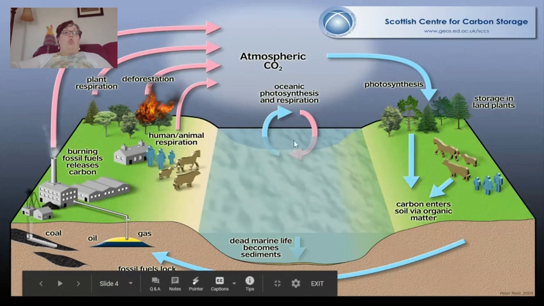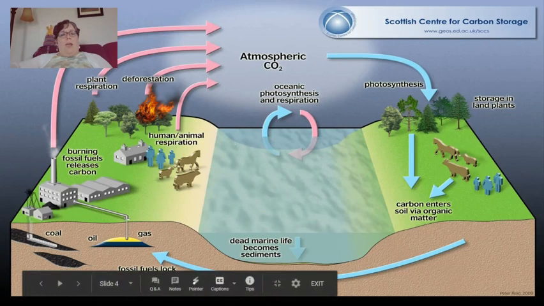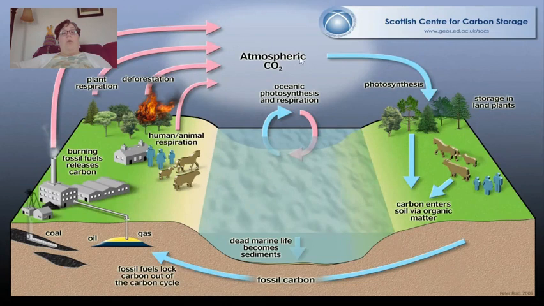The same thing is happening in the ocean. Photosynthesis and respiration are constantly happening, and dead marine life becomes sediment. Any of that has the possibility to be transformed into a fossil fuel. So this is really storing carbon away from the carbon cycle until someone comes along and burns it, releasing that carbon back into the atmosphere as CO2. And that happens too when living things, plants, animals, everything, goes through the process of respiration. And it can happen in processes like forest fires or clear cutting, where you've got carbon that was previously being stored in a plant being returned to the atmosphere.